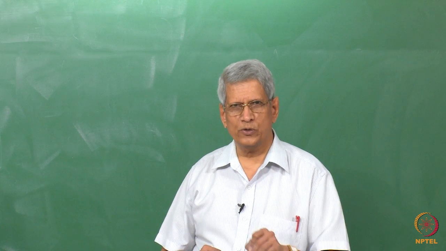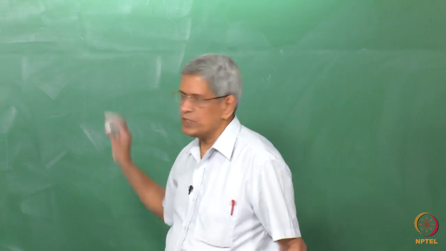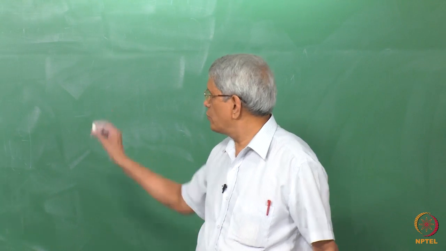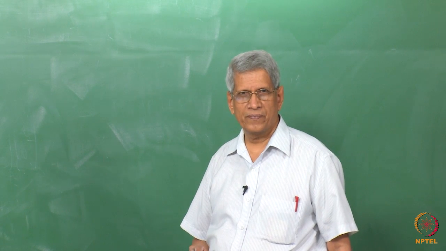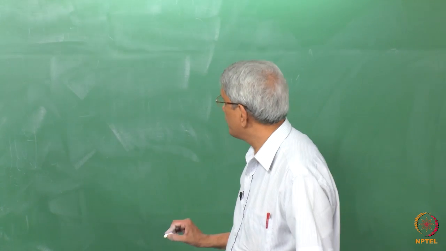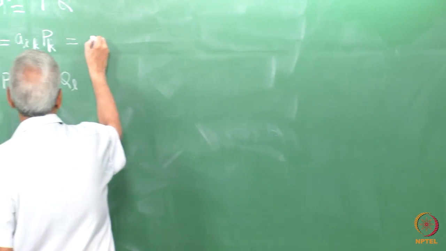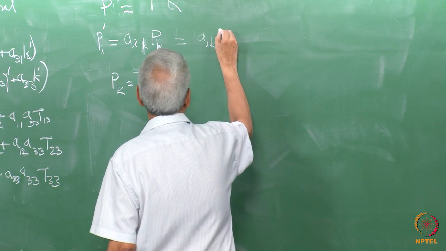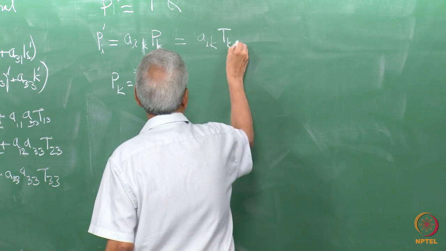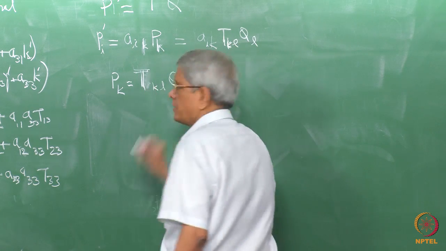P is related to Q in the whole transformation using this vector P equals T into Q. So, we can write it in terms of this one. This represents the vector. So, now this will become equal to AIK, right, TKL into QL. Is it clear?